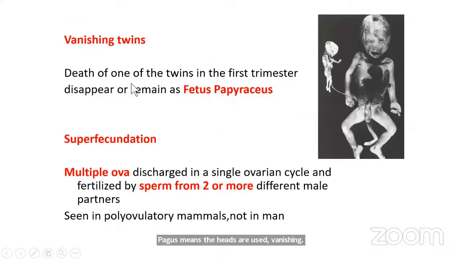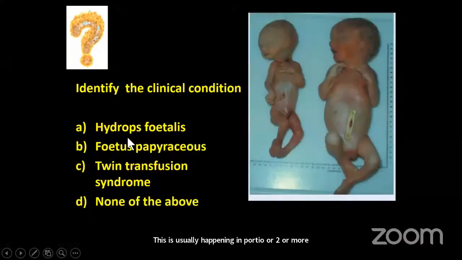Vanishing twin means in the first trimester itself, one of the twins will die and will be seen as a remnant or fetus papyraceus, and it will just vanish off. That is known as vanishing twin. Superfecundation means usually in the ovarian cycle one oocyte is released. Sometimes multiple ova will be released and they will be fertilized by sperm from two or more partners. This is usually happening in polyovulatory mammals. Two or more partners, that is very important. That is what is meant by superfecundation.